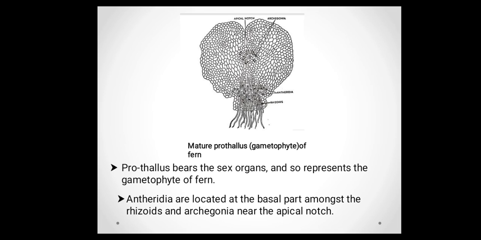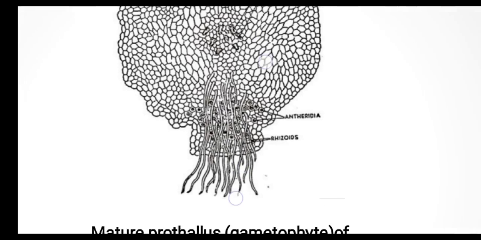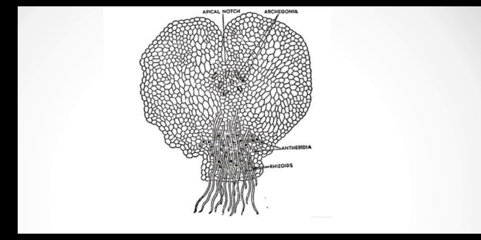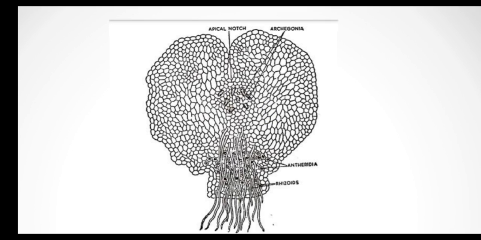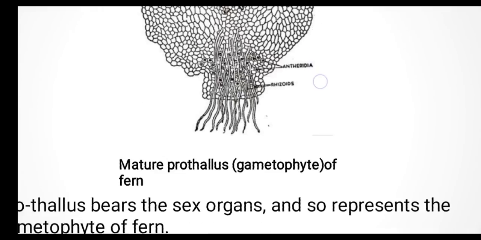The prothallus bears sex organs, so it represents the gametophyte generation. I can show you the prothallus. The antheridia are present towards the lower side. Beneath the antheridia, the rhizoids are present. The apical notch and the archegonia are present above. The antheridia represent the male sex organs, and the archegonia represent the female sex organs.